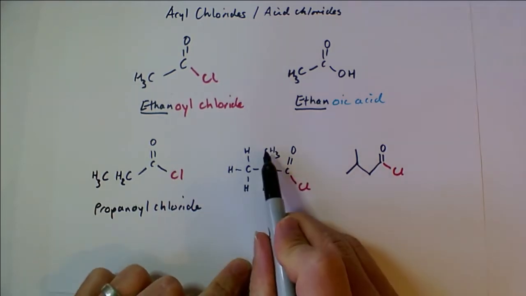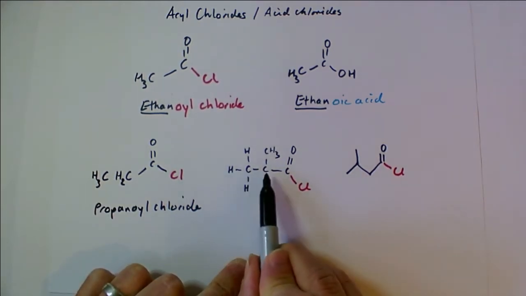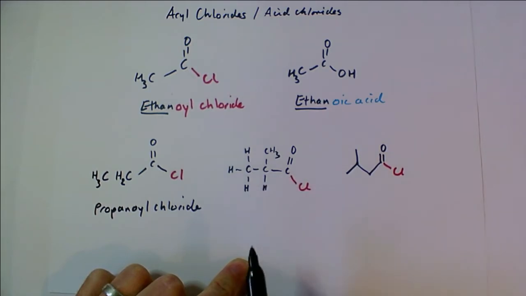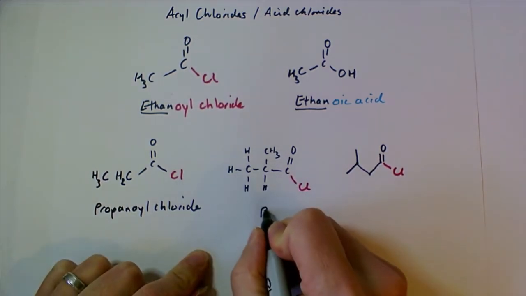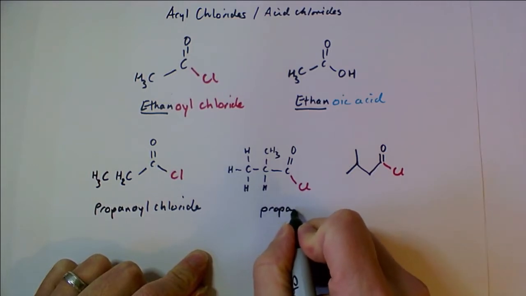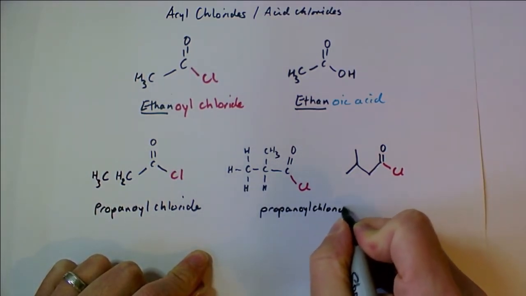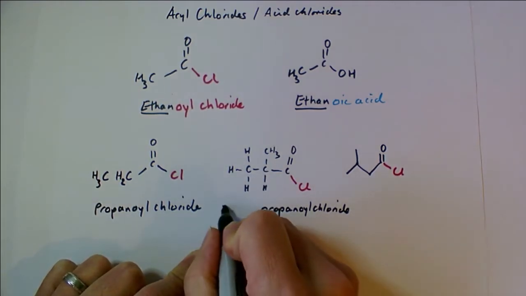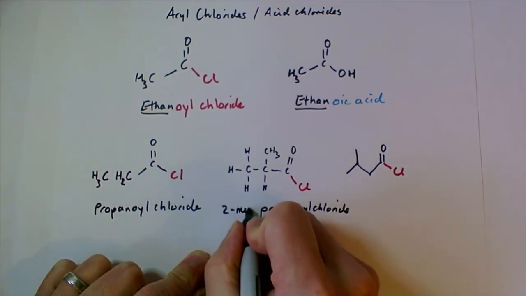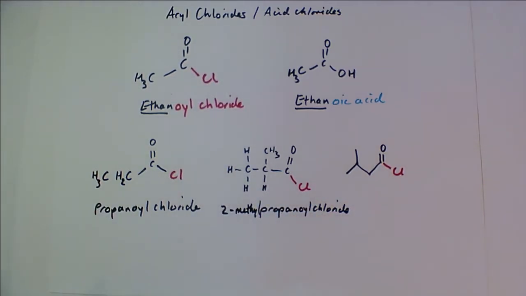This time I've got a methyl group on this second carbon, and we've got 1, 2, 3 carbons in the chain. So this time it's going to be a propanoyl chloride again, because it's 3 carbons. But I've got this methyl group on there, which I'm going to have to put at the front here, so it's 2-methylpropanoyl chloride.